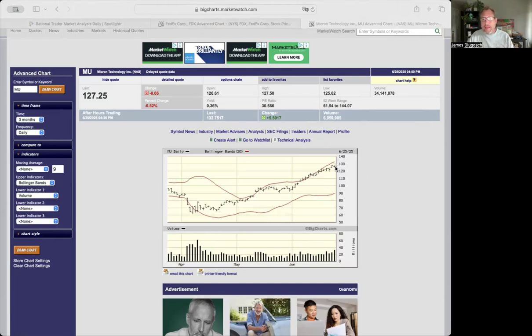And finally, where is the stock trading in after hours? 132, 133. You see that red line here? You know what that is? That's two standard deviations above the mean. A stock trades 95% of the time between two standard deviations above the mean and two standard deviations below the mean. See how powerful this cash machine mean reversion approach can be.